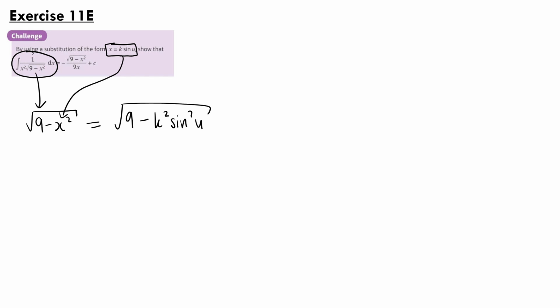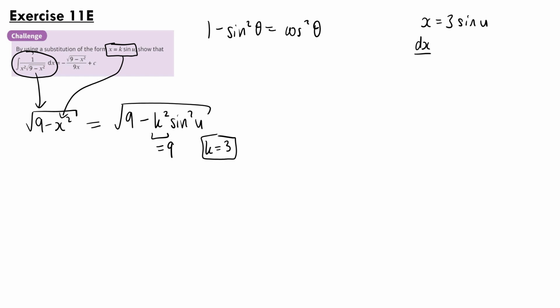And to do this, we can use the identity 1 minus sine squared theta equals cos squared theta. But to do this, we ideally want this k squared here to be equal to 9, so that we can factor out 9. And we can do that by letting k equal 3, right? So if we let our substitution be x equals 3 sine u, then that means differentiating both sides by u, we're going to have dx by du on the left hand side, and the right hand side differentiates to 3 cos u. So we have dx is equal to 3 cos u du.